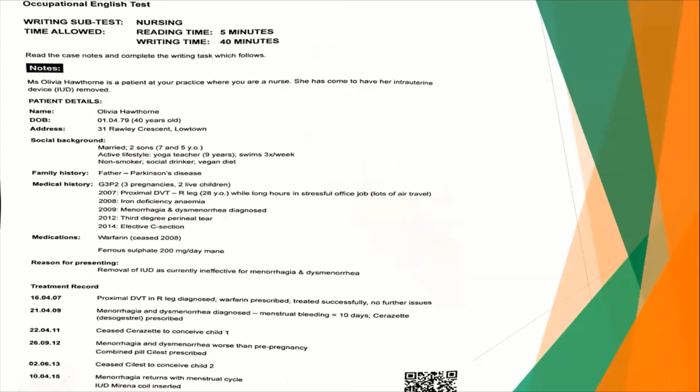Medication: warfarin ceased in 2008, so not important because it was already stopped in 2008. Ferrous sulfate, 200 mg per day. Yes, that's what I was saying: this ferrous sulfate is for anemia. That's the reason I need to mention anemia, because she has been taking ferrous sulfate since 2008. So this is important to add.